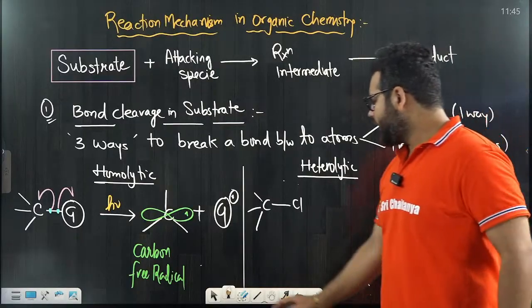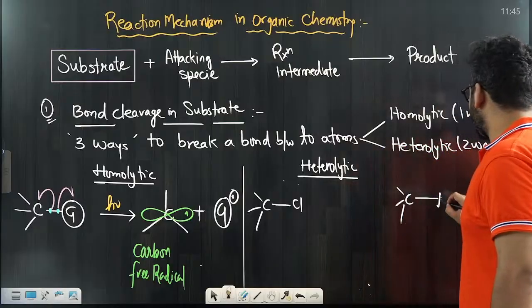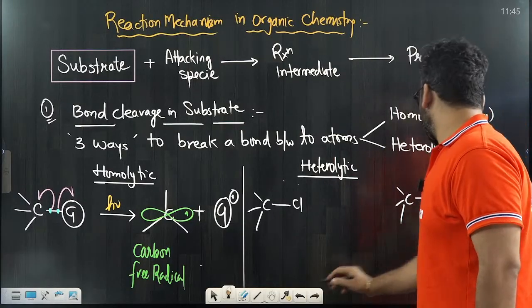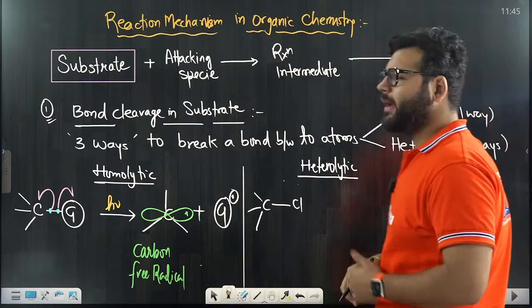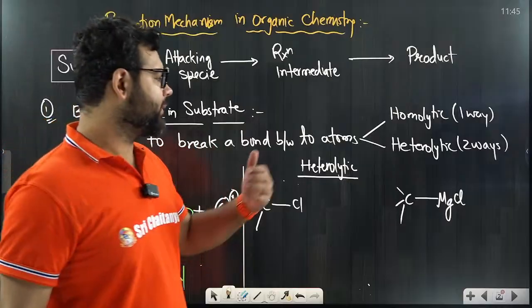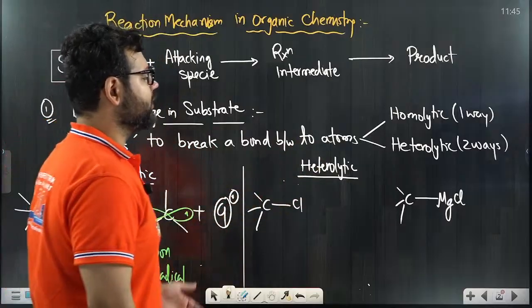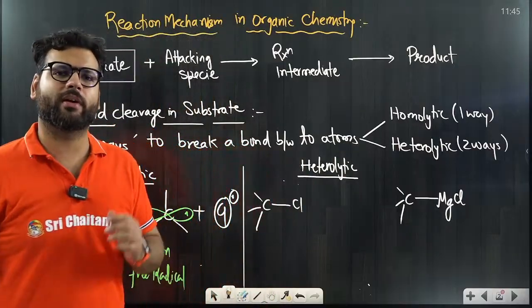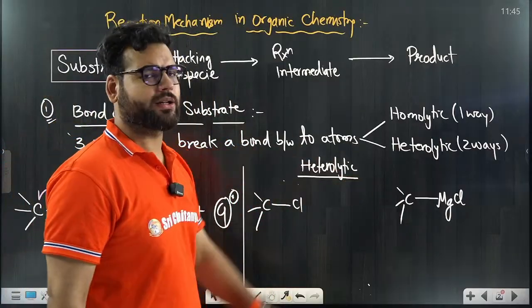Or it is also possible that carbon is attached to an electropositive atom like magnesium, as in the case of a Grignard reagent. Sometimes carbon can be attached to a halogen. Sometimes carbon can be attached to a metal like magnesium, lithium, and so on. This is called a Grignard reagent.